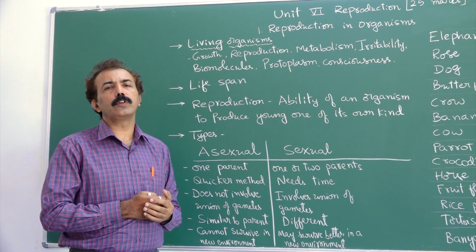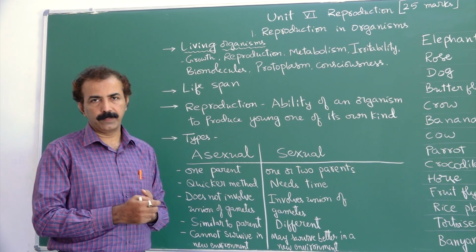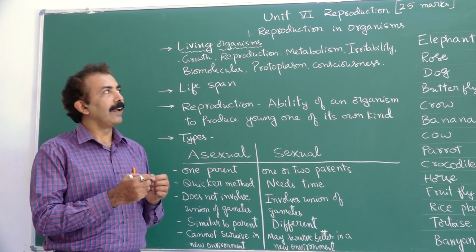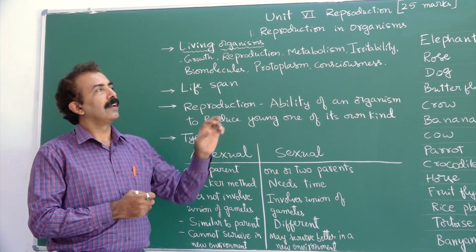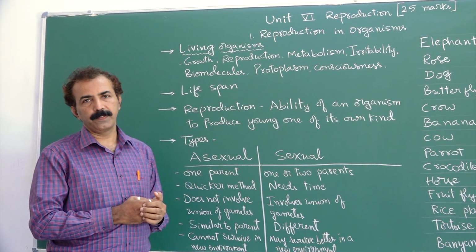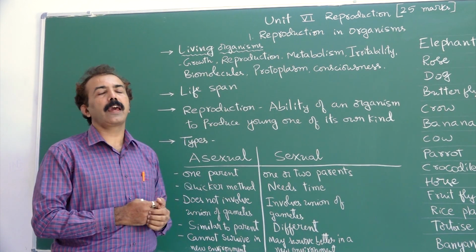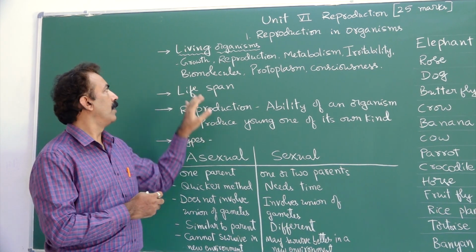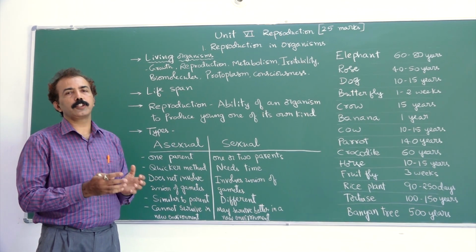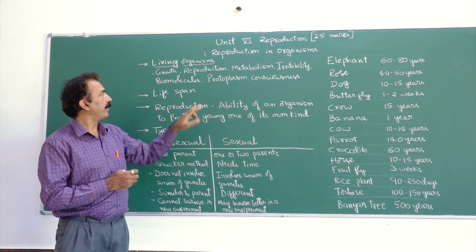Metabolism, sum total of biochemical reactions of an organism, it is indispensable. Every living organism must perform metabolism. Again, viruses are a small exception because they need a host organism to provide enzymes. They cannot do metabolism on their own. Irritability, another indispensable character, response to stimulus. Biomolecules, indispensable character. Every organism is made up of biological molecules like proteins, fats, nucleic acids, and etc.